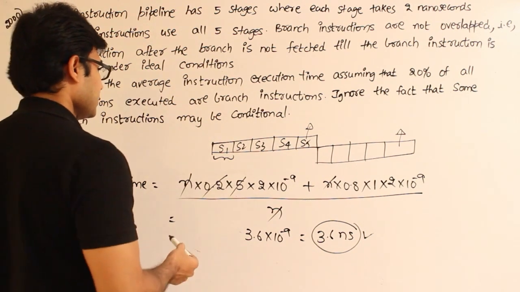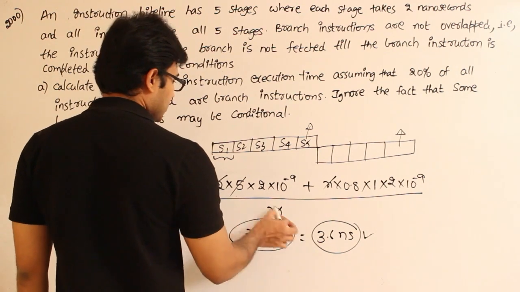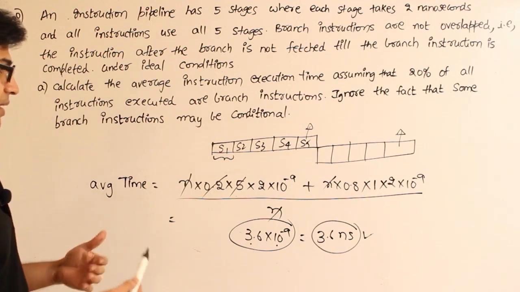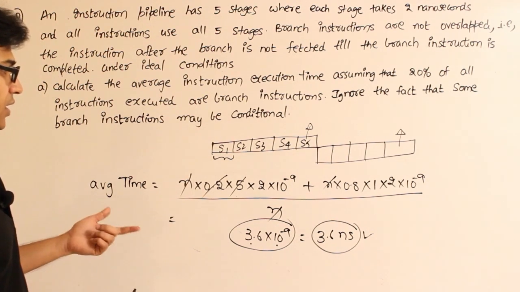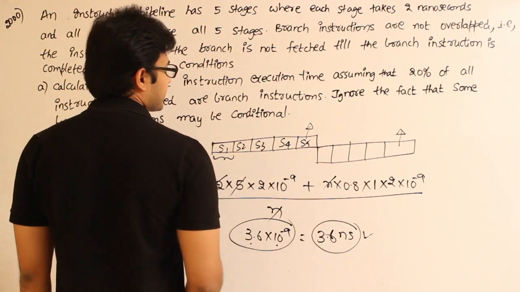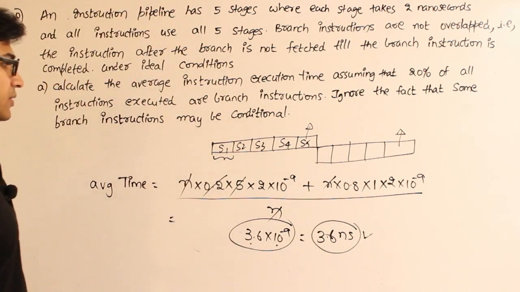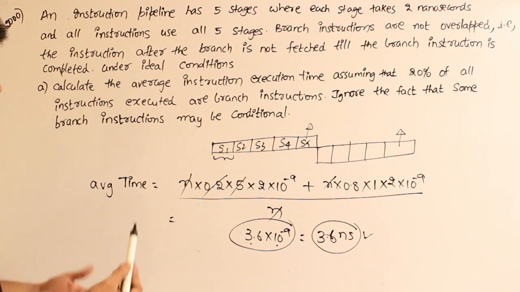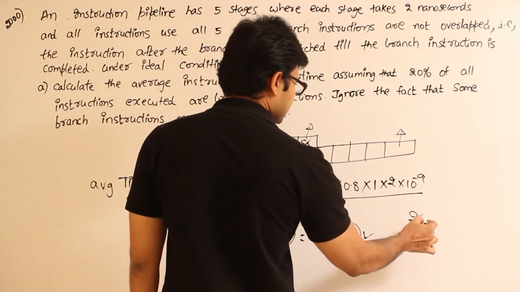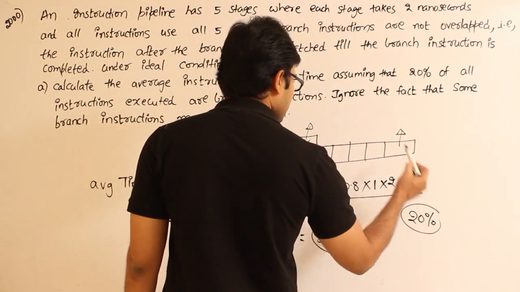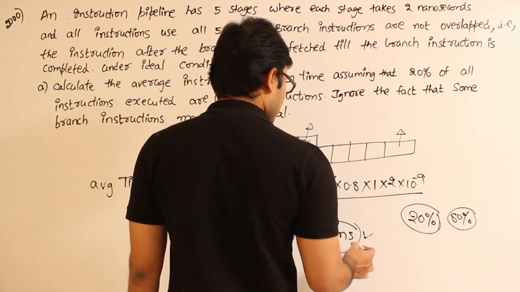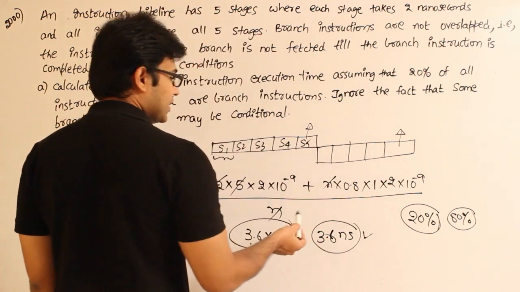But anyway, what I mean to say is, without branch instructions you are supposed to get 2 nanoseconds, but because of the branch instructions, because of that penalty, we are getting 3.6 nanoseconds per instruction, correct? So why do you think that it is actually nearly doubled, even though there are only 20% of the instructions which are branch instructions and 80% of the instructions are non-branch, right?